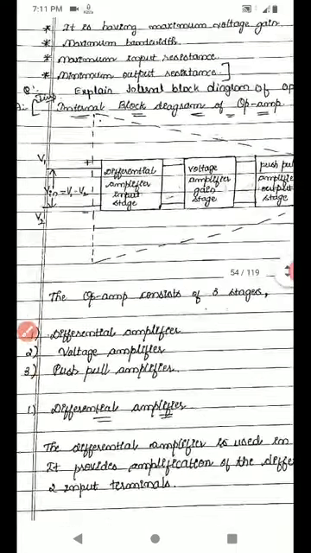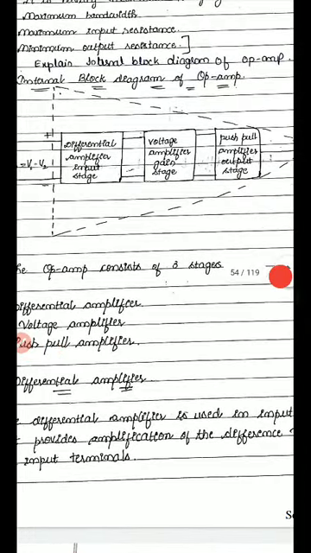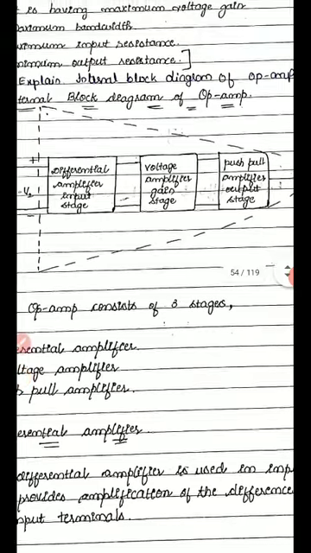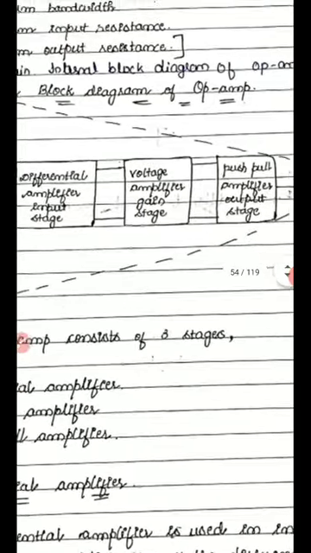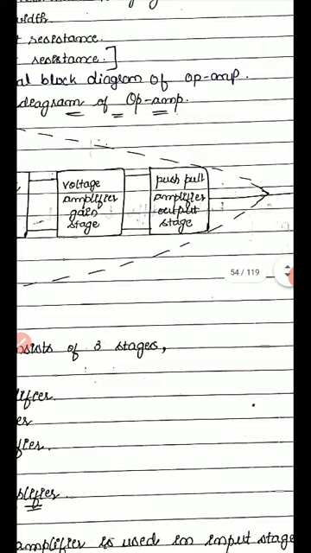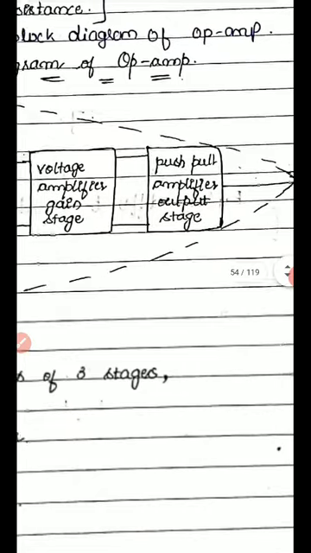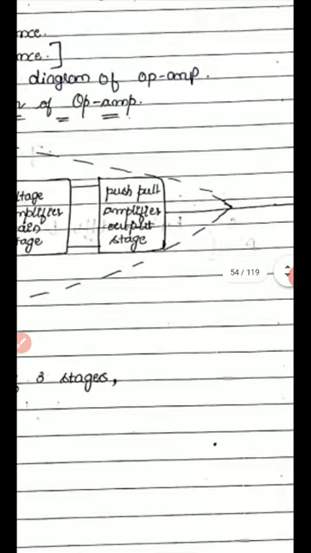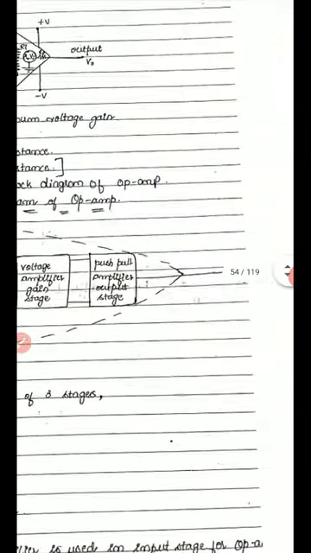Next, coming to the second one, the voltage amplifier gain stage. Here the real amplification takes place in the second part, the voltage amplifier. It will increase the strength of the signal. And coming to the last one, the push pull amplifier output stage, it will be used as an interface to connect to other devices, like LED, LCD, all those things, for communication purposes, just like an interface.